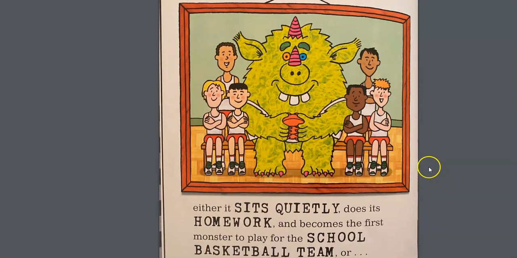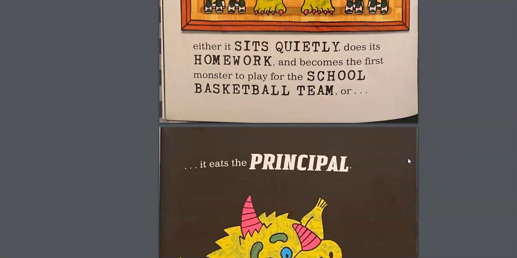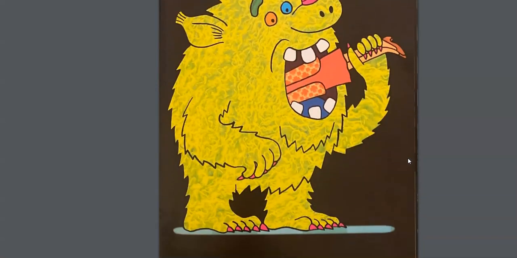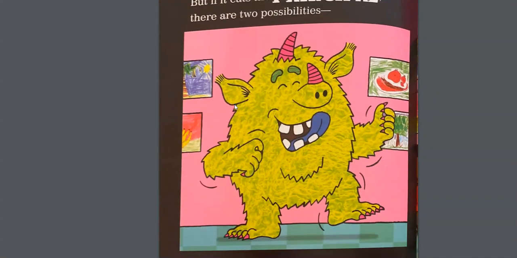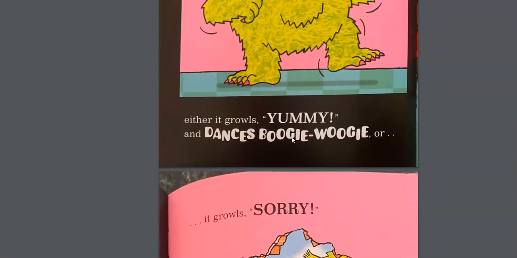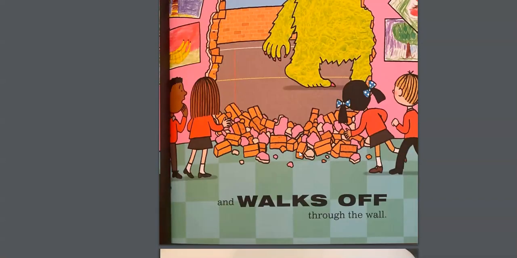Either it sits quietly, does its homework, and becomes the first monster to play for the school basketball team, or it eats the principal. If it sits quietly, that's that. But if it eats the principal, there are two possibilities. Either it growls, yummy, and dances boogie woogie, or it growls, sorry, and walks off through the wall.